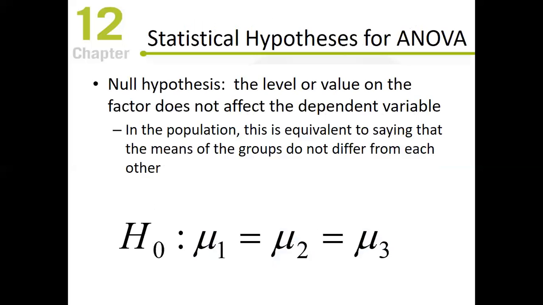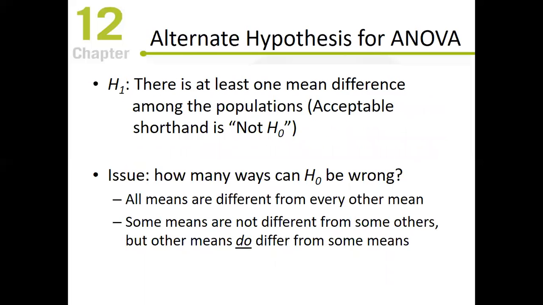Can anyone guess maybe what the alternative hypothesis is? Yeah, there's a difference somewhere, okay? There's a difference between some of these groups. It may not be all 3 of them. Somewhere there is a difference between one group and the other. Okay, that's the alternative hypothesis. There's at least one single mean difference among the populations.